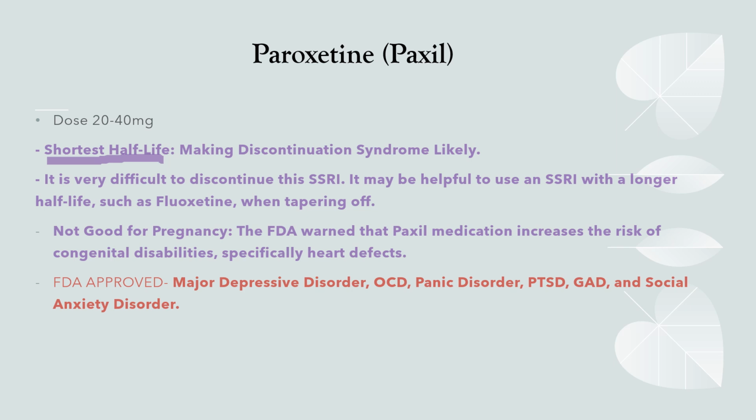Not good for pregnancy. The FDA warned that Paxil medication increases the risk of congenital disabilities, specifically heart defects. So if you see a question on a test, which SSRI do you not use in a pregnant patient, it is always going to be Paxil because it is really contraindicated with patients that are pregnant. FDA approved for major depressive disorder, OCD, panic disorder, PTSD, generalized anxiety disorder, and social anxiety disorder.